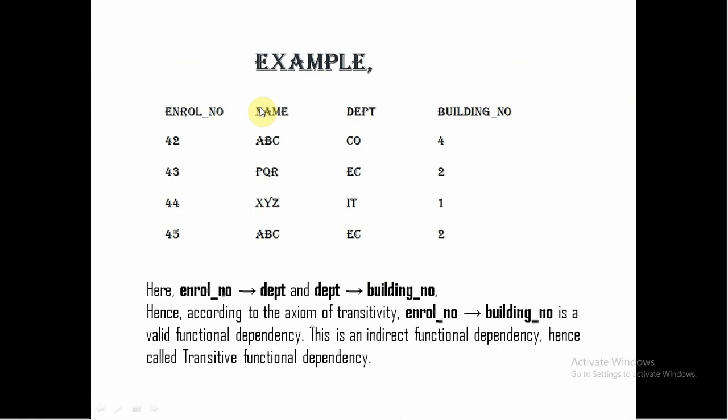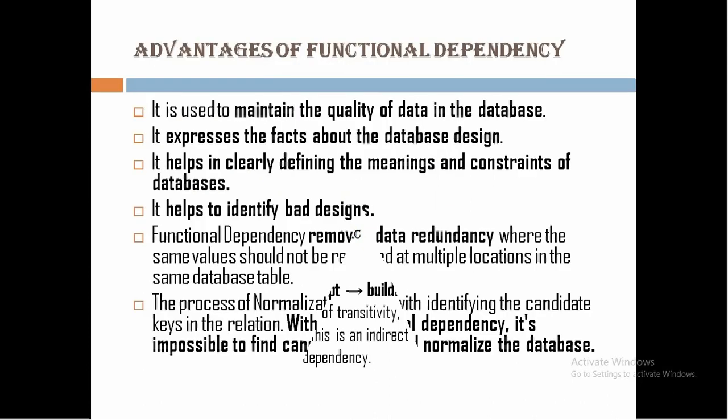Let's take an example here. There are four attributes: enrollment number, name, department and building number. Here enrollment number determines department. From enrollment number we can find out the department, and from department we can determine the building number. So building number is functionally dependent on department. Hence, according to the axiom of transitivity, enrollment number determines building number. It is a valid functional dependency. This is an indirect functional dependency, hence called transitive functional dependency.